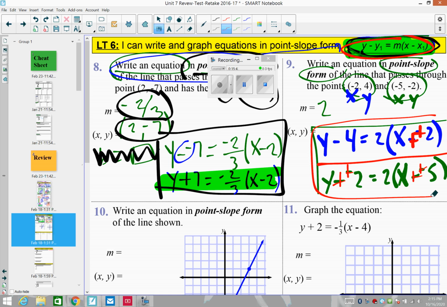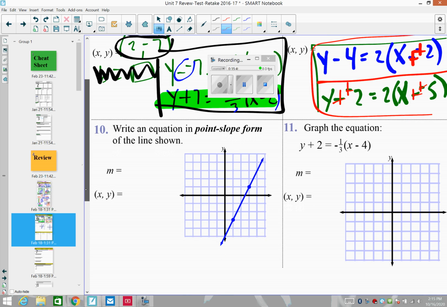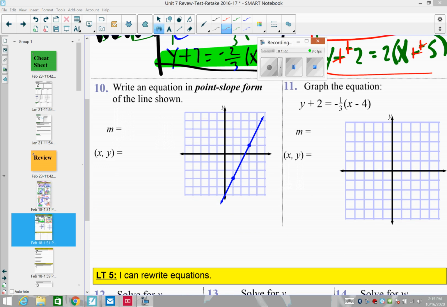So when I'm hand grading your test, I will have on my answer key both of those because they're both correct. So either one of those would be acceptable in point slope form. Next problem says write an equation in point slope form for the line given. So coming from a graph.